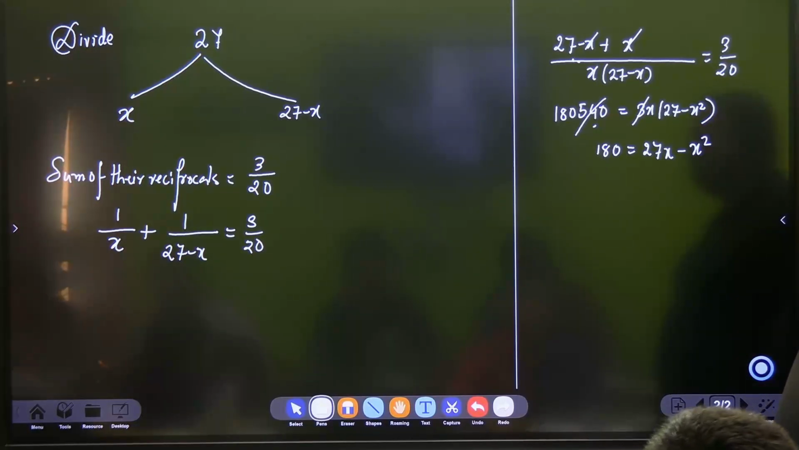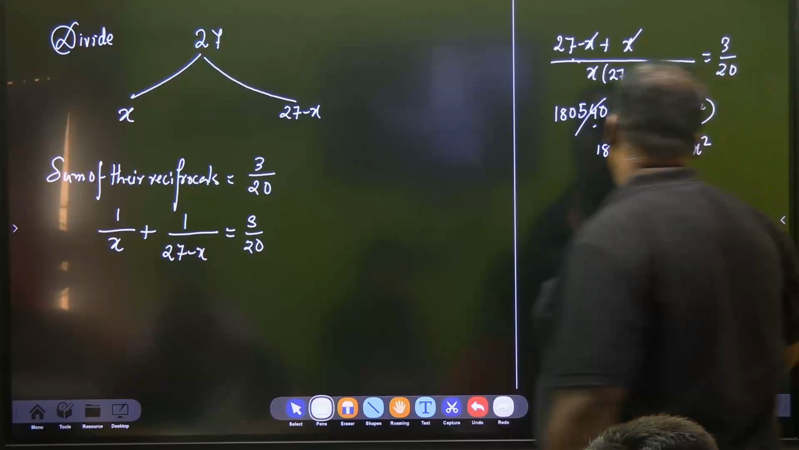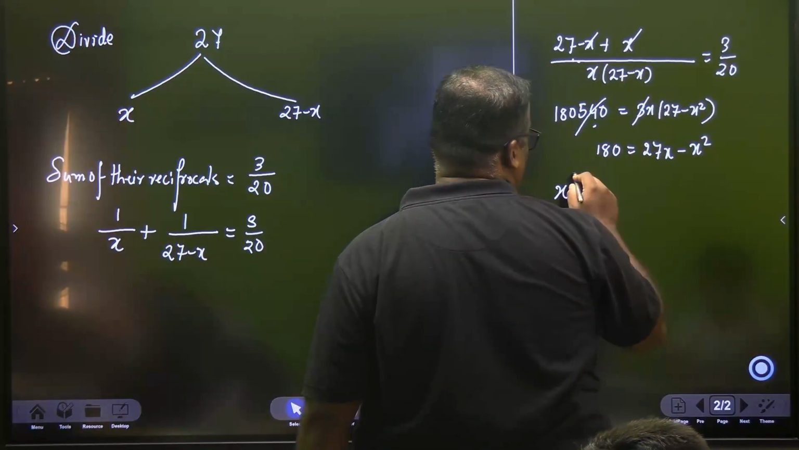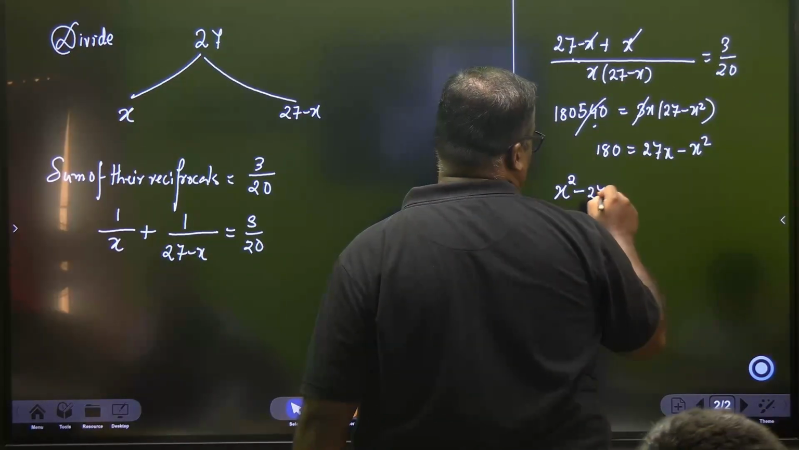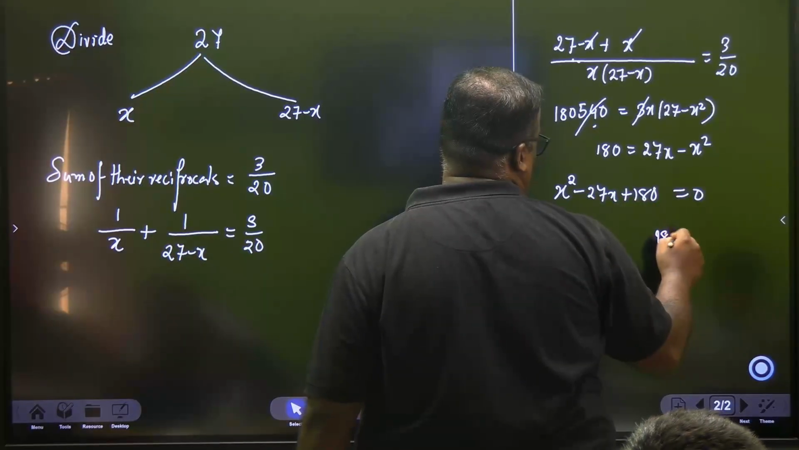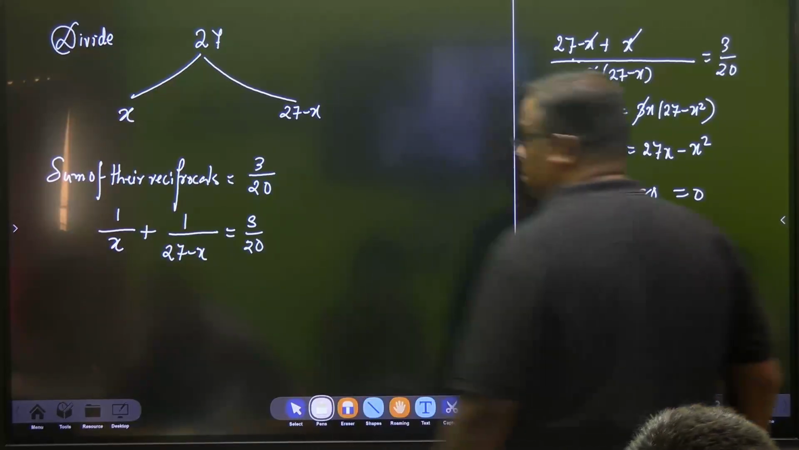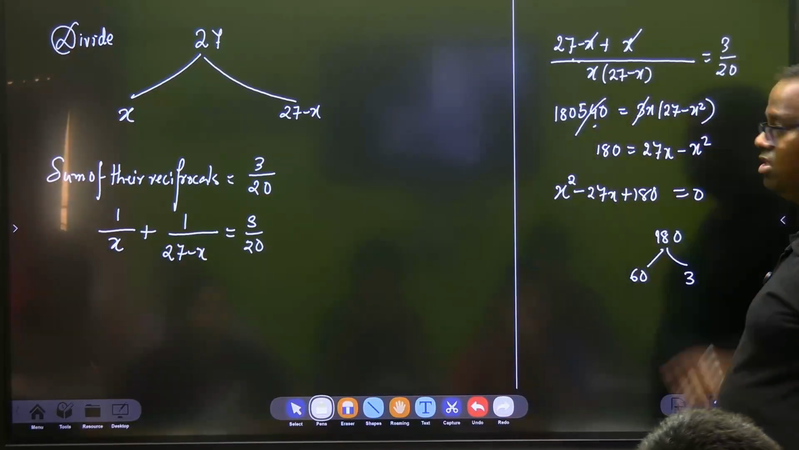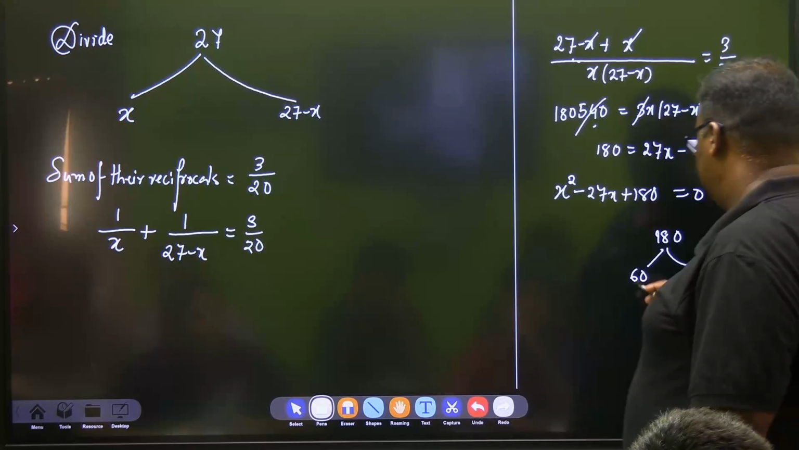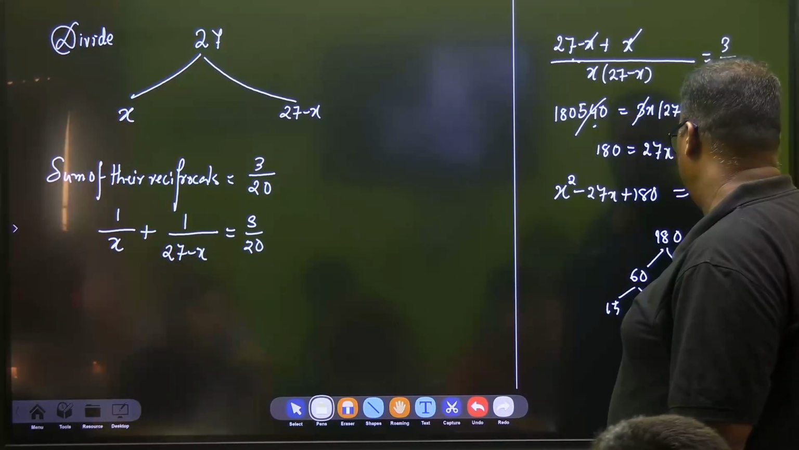Don't go by small numbers, take bigger numbers. Then it will be easy. So your quadratic equation is now what? You bring x squared this side. It is x squared minus 27x plus 180 is equal to 0. So 180, if you take bigger numbers, it is 60 and 3. But 60 and 3 does not give you 27. So let's split this. It is 15 and 4.